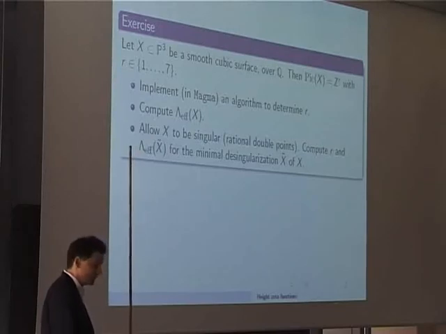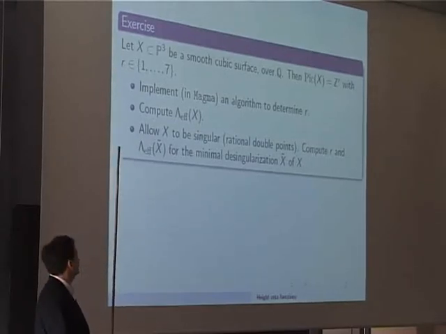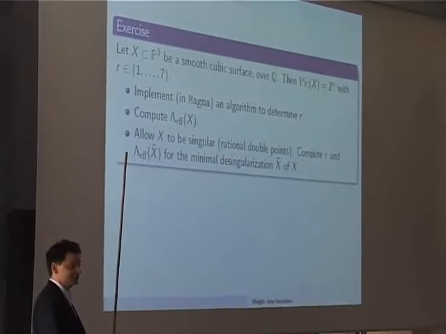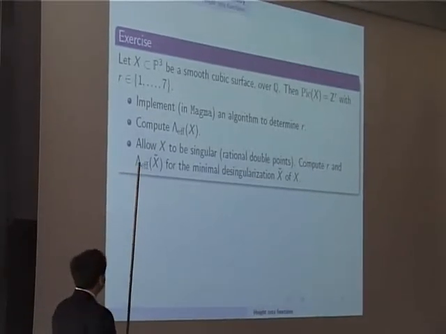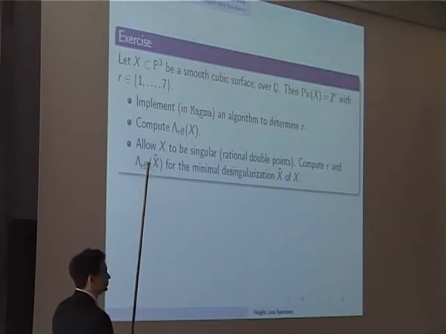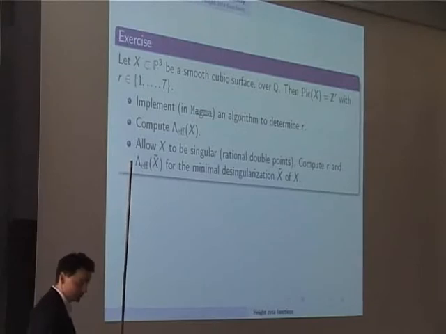It's all doable, but somebody should do it. Now, what happens when the cubic surface is singular? We allow mild singularities, rational double points. Then there is a minimal desingularization. So compute the effective cone for that. And if you work over a non-closed field, again, the rank of the Picard group can be from here to there. So implement algorithms computing these things.